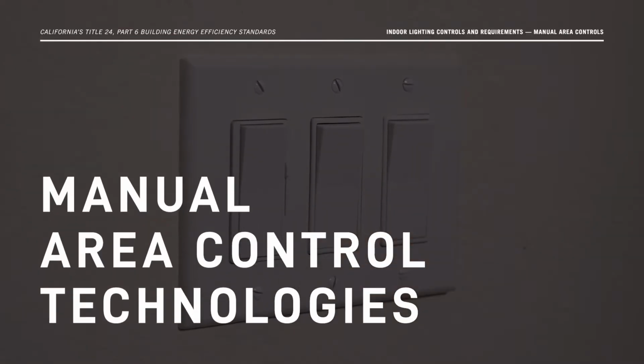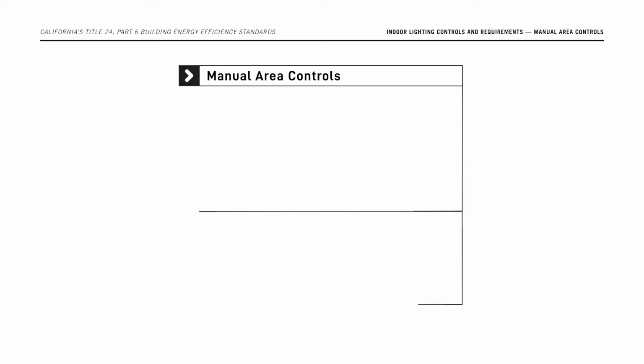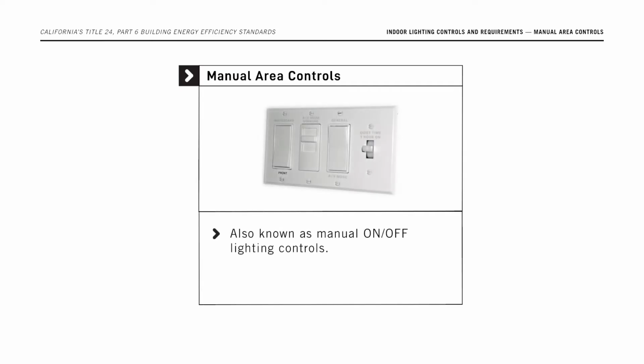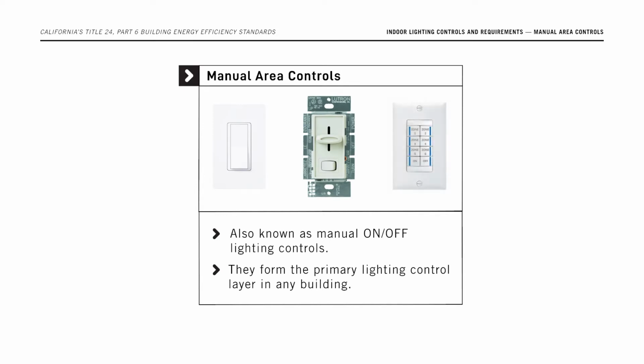First, what are manual area controls? Manual area controls are another name for manual on-off lighting controls, and they form the primary lighting control layer in any building. They can be an on-off toggle switch, a slide dimmer that includes full off, or a bank of manual area control buttons that operate multiple zones of lighting in a space.